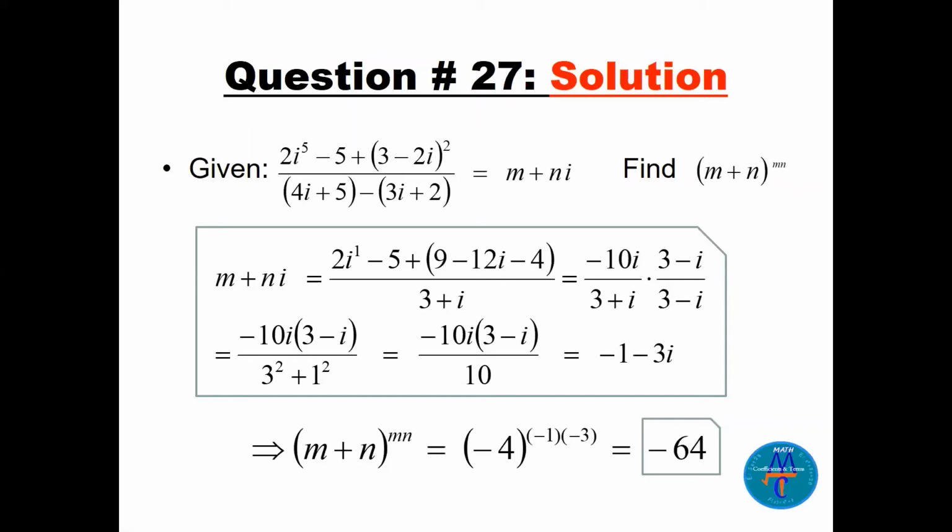So now, see, m plus ni. So m is minus 1. Well, n is minus 3. So when you add them here, you get minus 4. When you multiply them, you get 3. So minus 4 to the power 3 will be minus 64, is the nice answer.